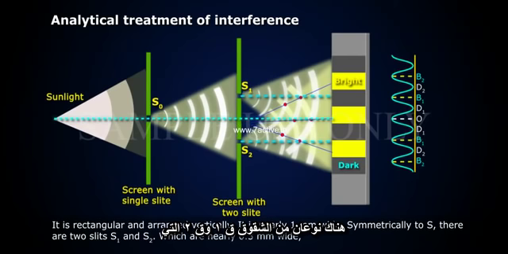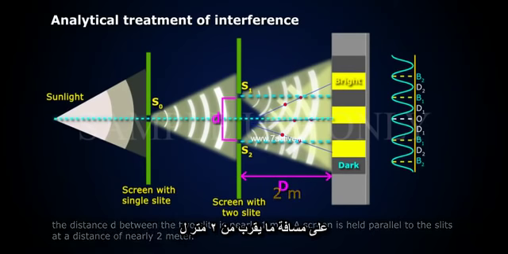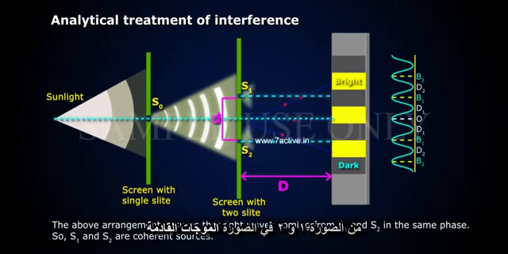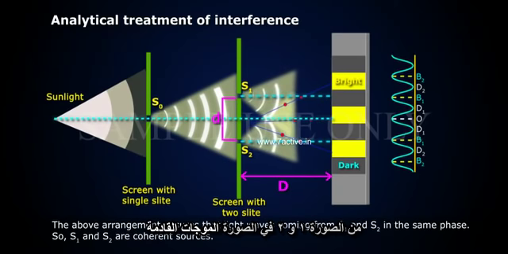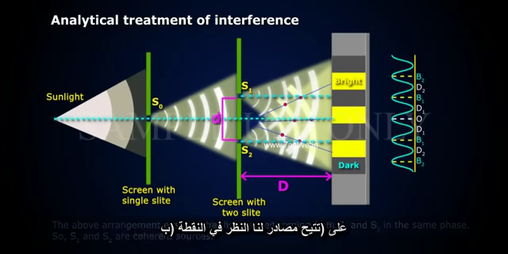There are two slits, S1 and S2, which are nearly 0.3 mm wide. The distance D between the two slits is nearly 1 mm. A screen is held parallel to the slits at a distance of nearly 2 meters. The above arrangement ensures that light waves come from S1 and S2 in the same phase. So, S1 and S2 are coherent sources.